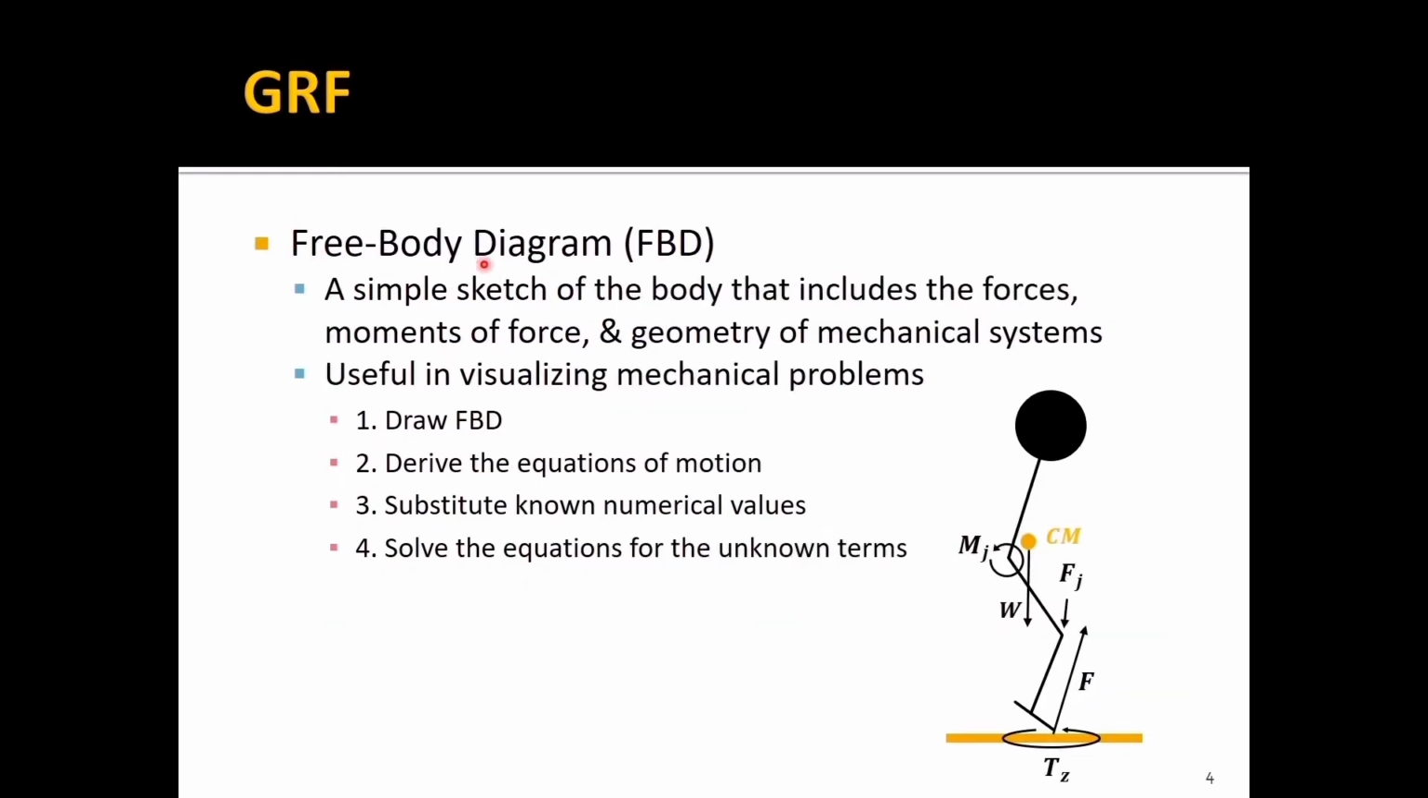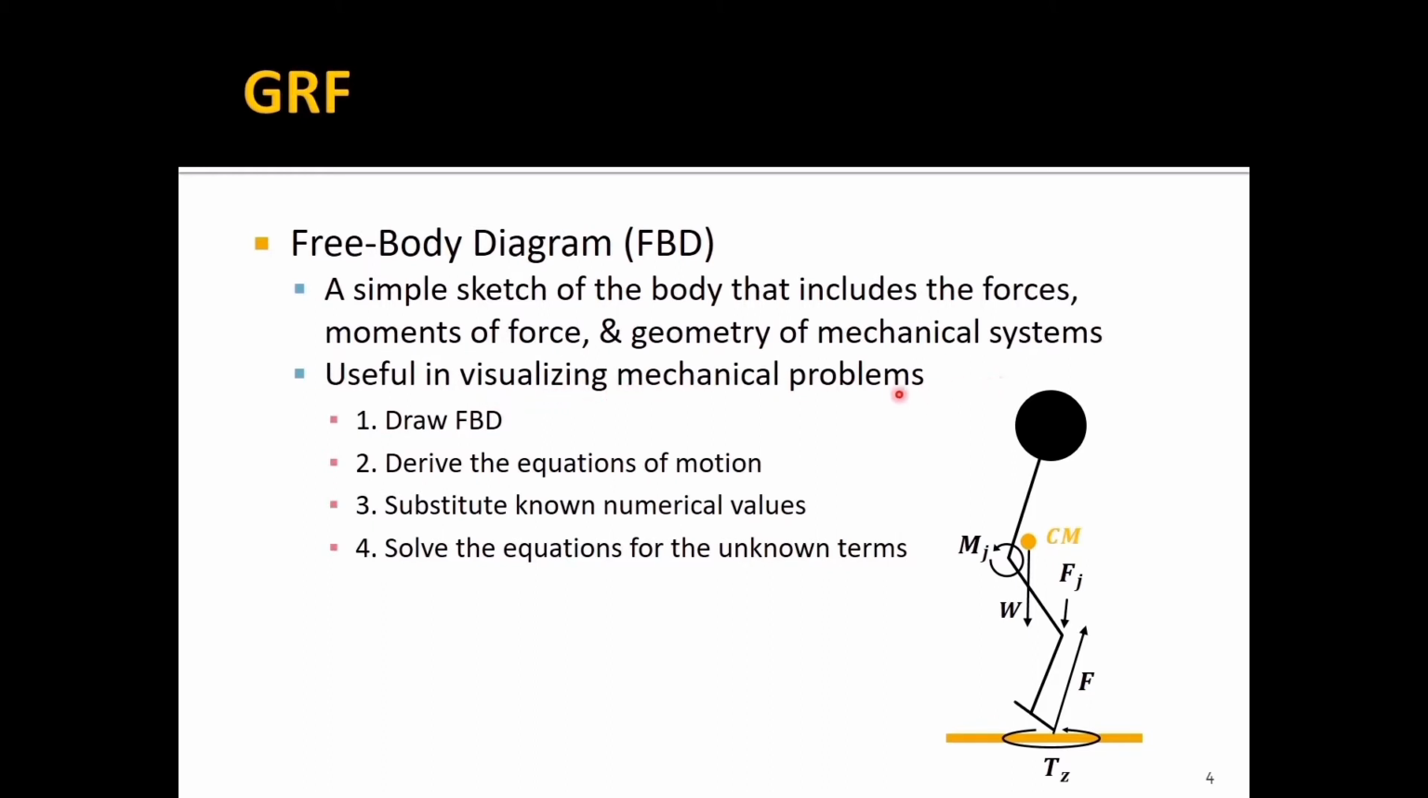Free body diagram. This is a simple sketch of the body that includes the forces and moments of force and geometry of mechanical systems. Then this is an example of a free body diagram. This one includes all the forces or the moments acting on this system. For example, here F means ground reaction force, W means the body weight, Fj means net joint force, Mj means net joint moment, Tg means a twisting moment acting at the center of pressure. And this free body diagram is very useful in visualizing mechanical problems.